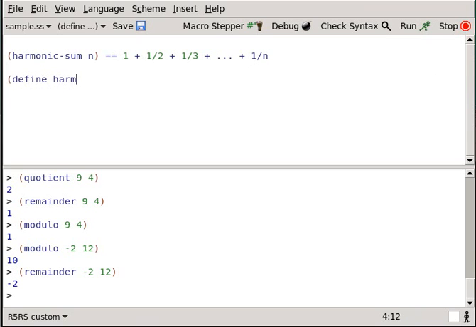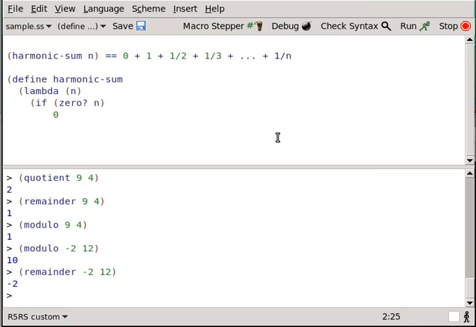Alright, so we'll define harmonic sum lambda n. Okay, so the base case is if n equals 0, and at that point, oh no, the base case should be, I guess, if n equals 1. No, okay, so we'll just make that 0 because we want to be able to handle if somebody types in harmonic sum of 0, we want it to say 0. So if 0 n, then we'll just return 0.